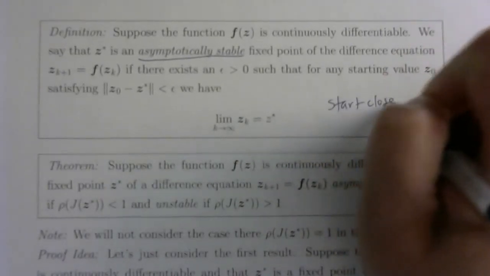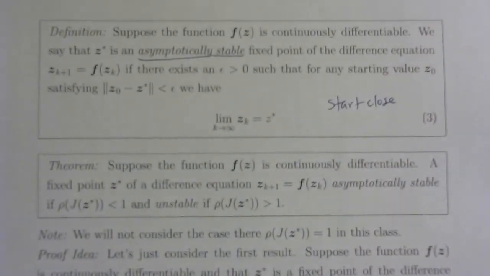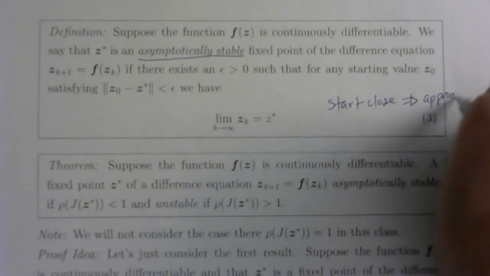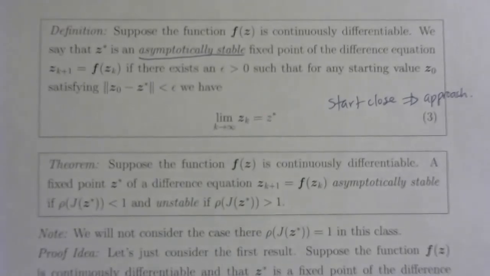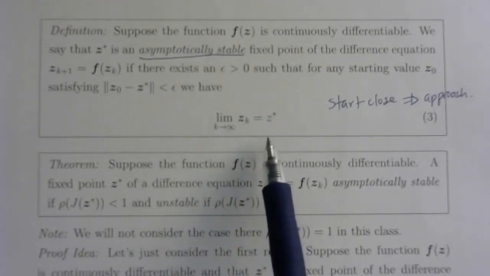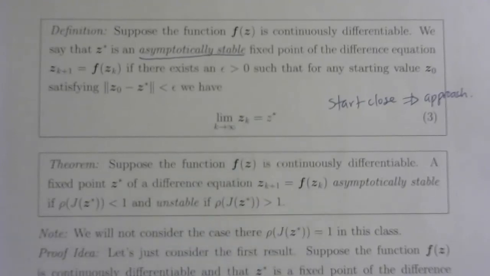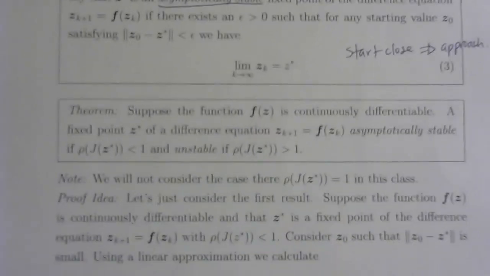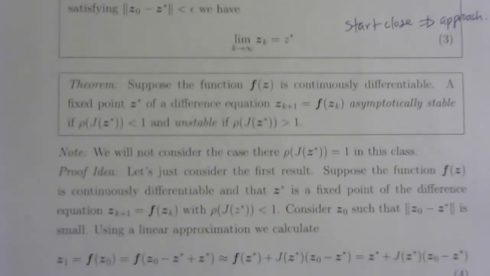We said stability is start close, stay close. Start close implies approach. Not just stay close, but that you go to it in the limit. z_k goes to z star in the limit. So that's asymptotic stability, exactly the same as linear systems, but we have a norm. That's it. So here's the theorem.